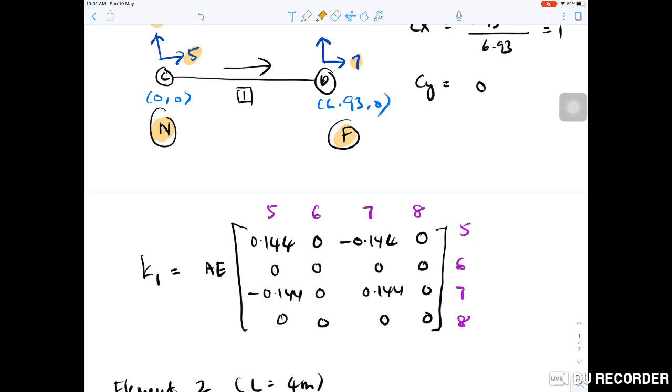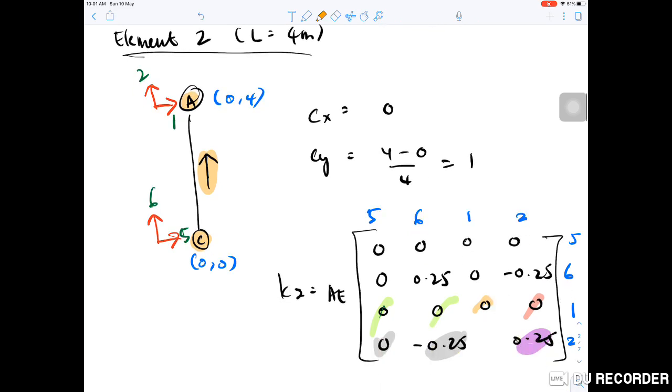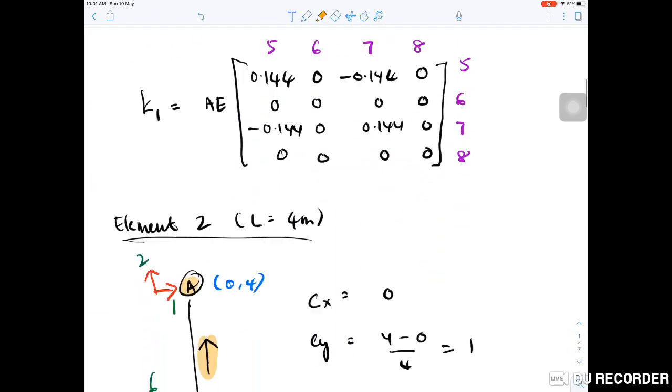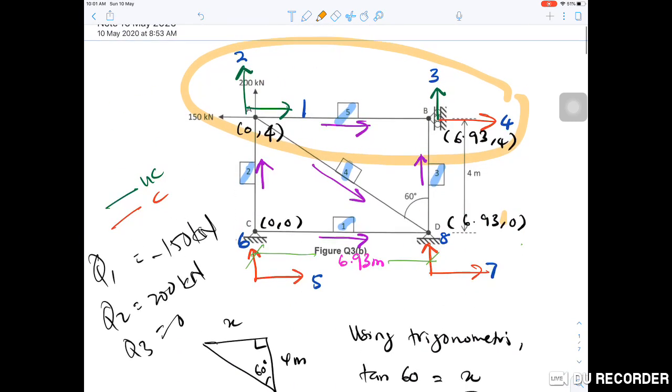If you put the wrong label, then you will definitely get the wrong stiffness matrix. Okay, element 2, look at the arrow. Where is the near end? Near is C, far is A. So we should label as 5, 6, 1, 2. Element number 3, we must look at the arrow. It is 7, 8, 4, 3, because we refer to the arrow.